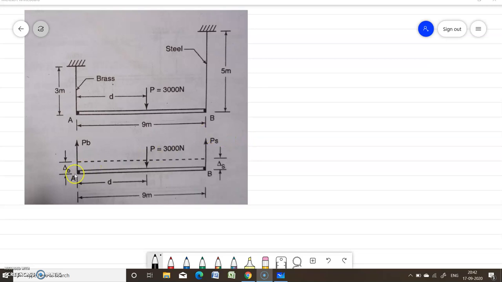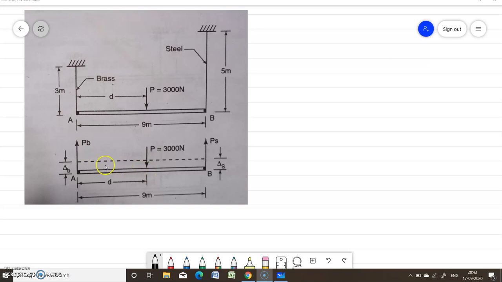Now what is the second part of the question? The second part of the question was, at what distance D from A may a vertical load P equal to 3000 Newton be applied if the bar is to remain horizontal even after the load is applied? The bar remains horizontal means the equilibrium is maintained. So in order to maintain the equilibrium, at what distance D should this load be applied?